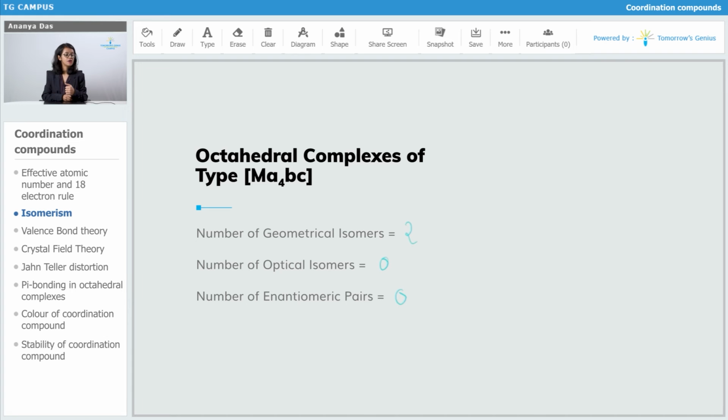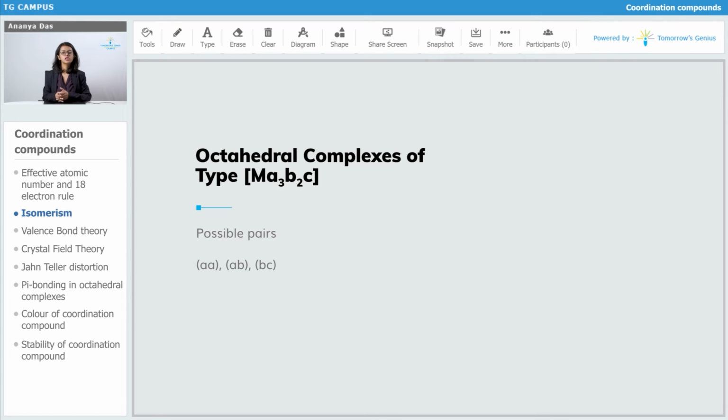Next we go to the number of stereoisomers. Again fill in the details you already know. So that is 2. This one is 0. Enantiomeric pairs is also 0. And the number of stereoisomers is equal to the number of optical isomers, which is equal to 0, plus the number of optically inactive pairs. So there were 2 pairs and both of them were optically inactive. So this is 0 plus 2, which is equal to 2. So the number of geometrical isomers for the complex MA4BC are 2, number of optical isomers are 0, enantiomeric pairs is 0, and the number of stereoisomers is 2.